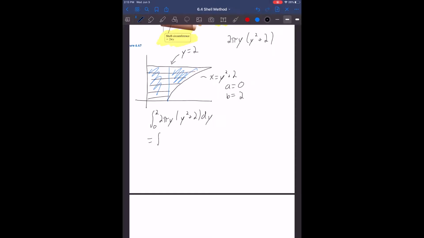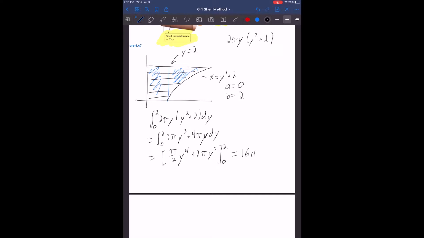So this, if we distribute the 2 pi y through, is the integral from 0 to 2 of pi y cubed plus 4 pi y. The integral of y cubed is 1/4 y to the 4th, so we're left with pi over 2 y to the 4th plus 2 pi y squared, right? The integral of y is going to be 1/2 y squared, dy. This is an integral from 0 to 2.